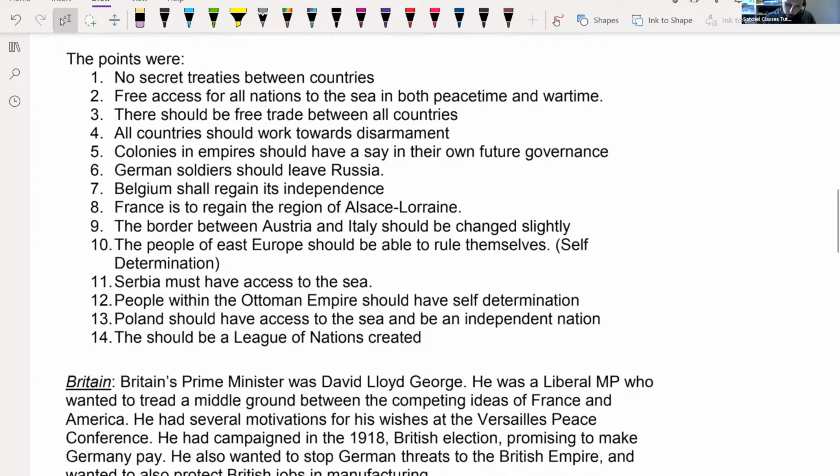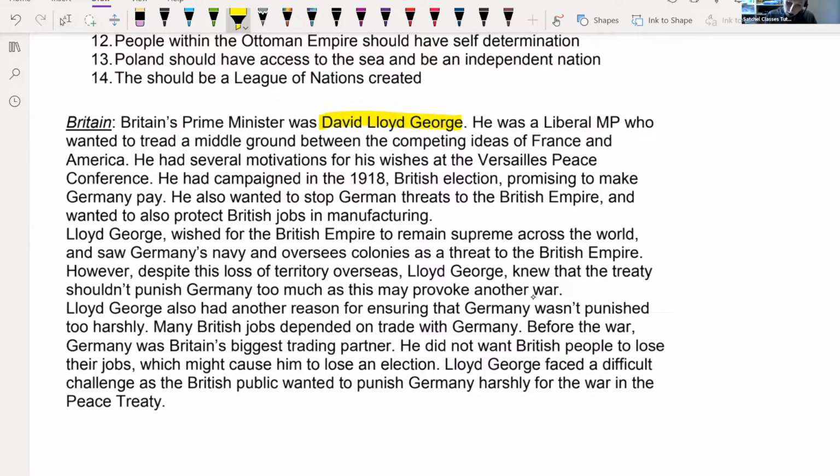Then we've got Britain, David Lloyd George. He is a Liberal MP, and he wants a middle ground. Okay, so if we have a look on a spectrum, if you've got left and right in terms of what we want to happen to Germany, on the left here we've got Wilson. On the right we've got Clemenceau. And in the middle we've got David Lloyd George. So he really wants a middle ground, for it to be fair, but still for there to be some punishment in there. So he had campaigned in 1918, and he said, if you elect me, I will make Germany pay. So he has to have some kind of punishment in there, because that's what the British people wanted.